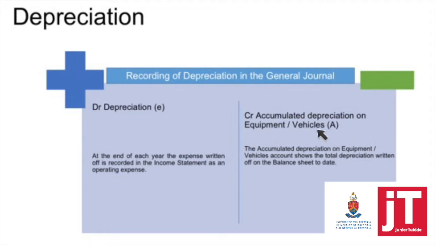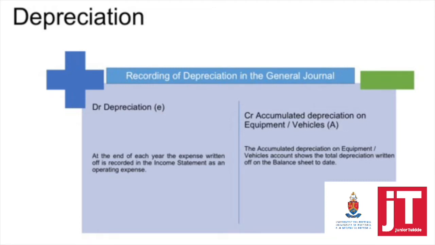accumulated depreciation on equipment or on vehicles. It's two accounts basically, one specifically for equipment, one specifically for vehicles, to record the loss in value over the entire lifespan of that asset. That is what we call a negative asset. It is an asset, but it will minus because it's the loss in value.